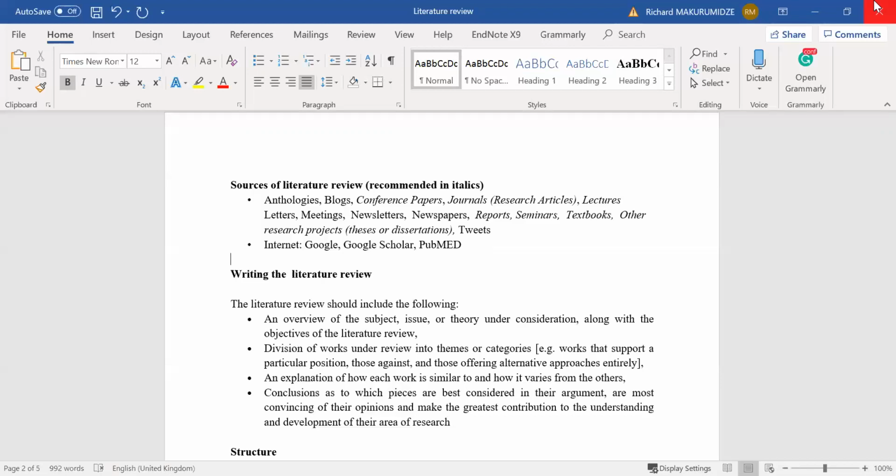There are several other databases where you can get scientific material. One of the common ones is what we call PubMed. So if you just go on Google and search Google Scholar or PubMed, you will be directed to some of these places where you can get things to use for your literature.